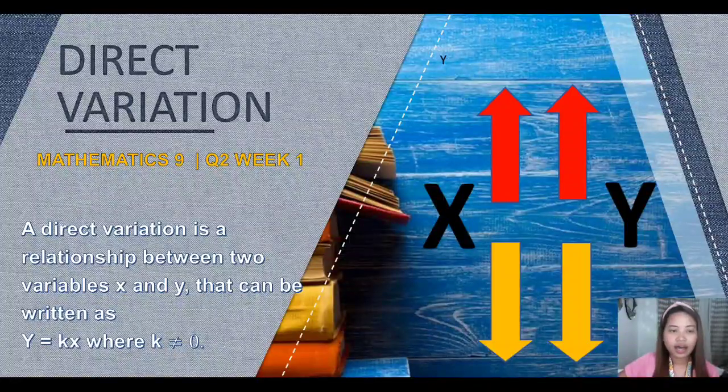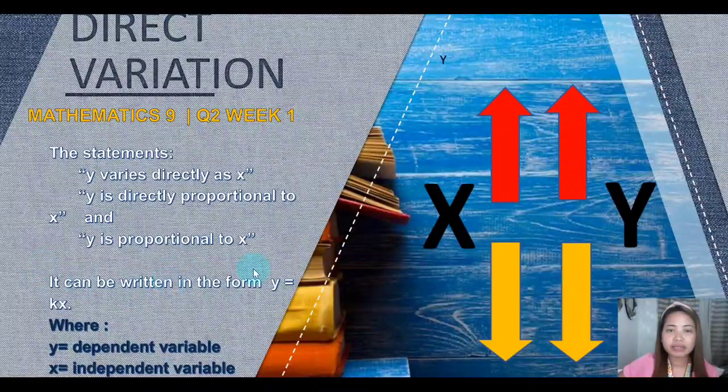So now let's have the definition of direct variation. A direct variation is a relationship between two variables x and y that can be written as y is equal to kx, where k is not equal to 0. Here are some statements that can be found in the given problem. It can be: y varies directly as x, or y is directly proportional to x, or y is proportional to x. It can be written in the form y is equal to kx, where y is the dependent variable, x is the independent variable, and k is the constant of variation.